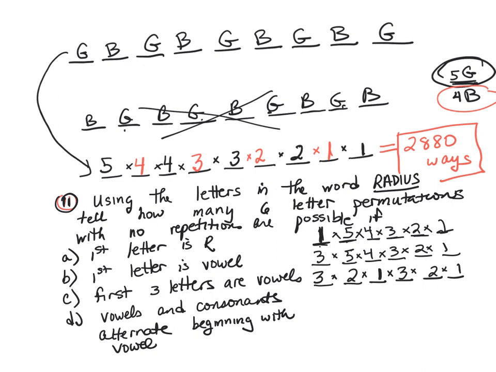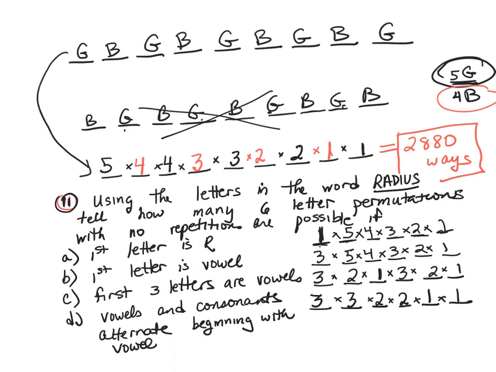And we have a vowel and consonant alternating. 1, 2, 3, 4, 5, 6. Well, we have to start with the vowel. So there are 3 vowels. So for the vowels, we have 3 for the first, 2 for the third, 1 for the fifth. And then because we used the 3 vowels, we have 3 left over, and we have 3 in the second, 2 in the fourth, and 1 in the last, which I believe is equivalent to the first answer, the part C, I should say.